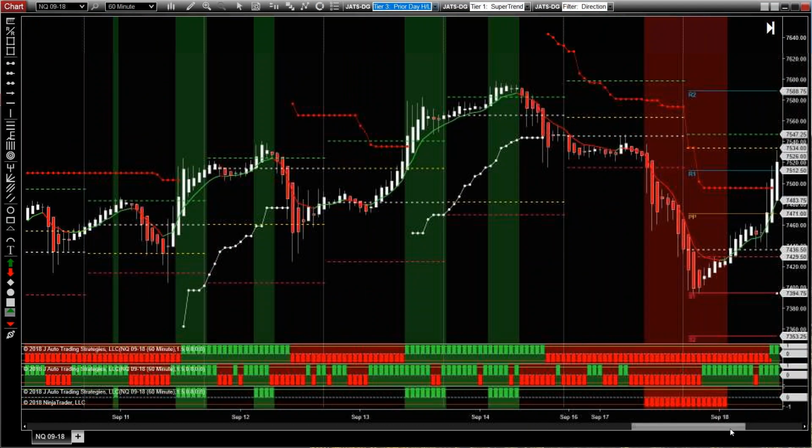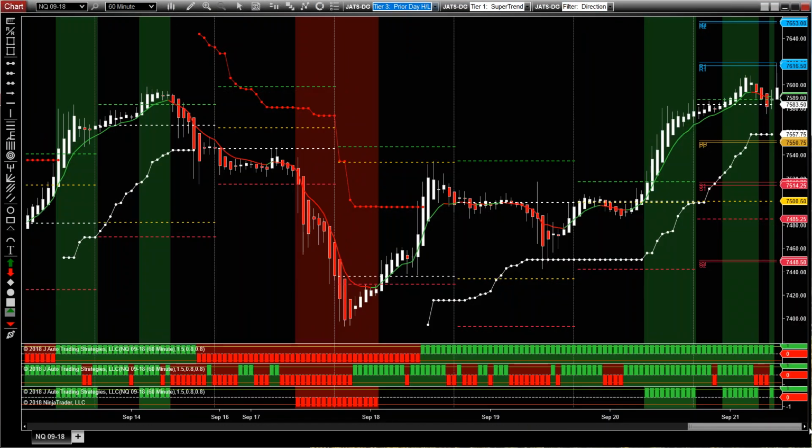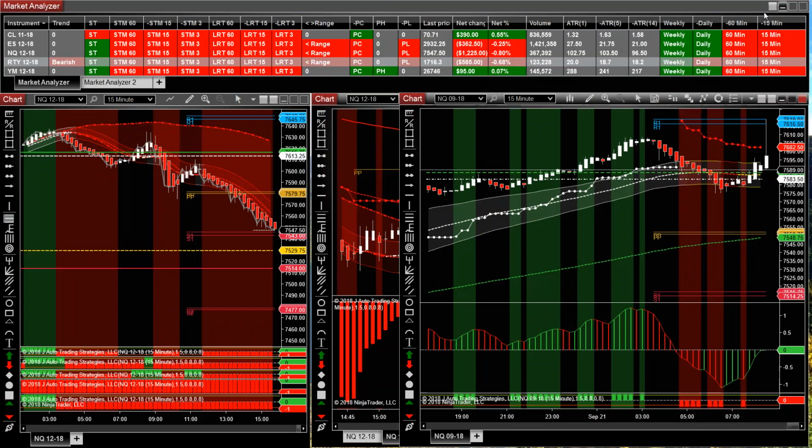So get a process, understand what you're trying to achieve, and then try to trade during those time frames and in that direction only. And keeping with this model, I came up with my market analyzer giving me various filters that I wanted to see. I wanted to see what that higher time frame trend was doing.